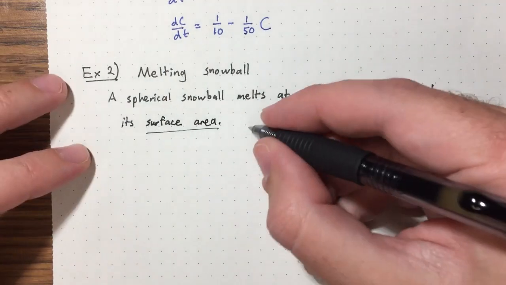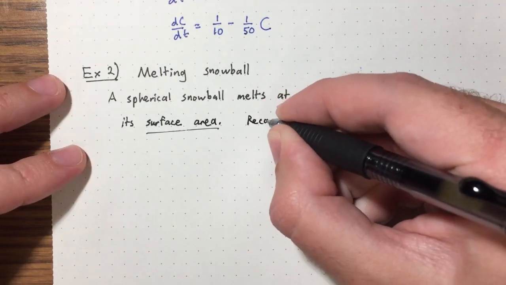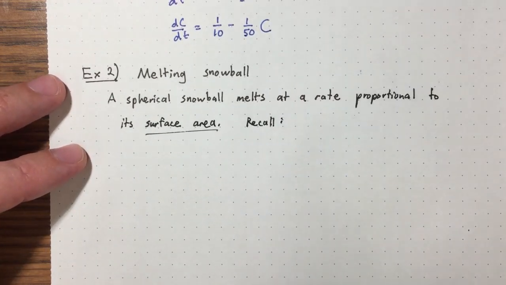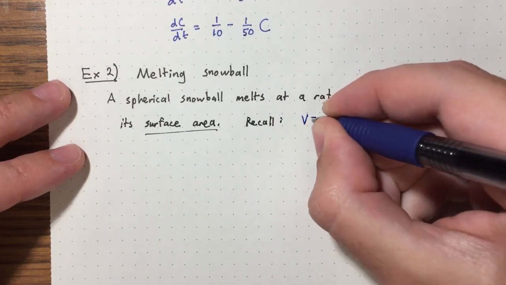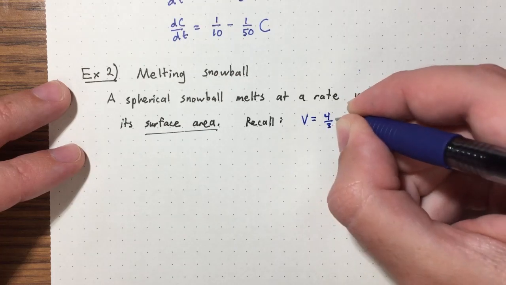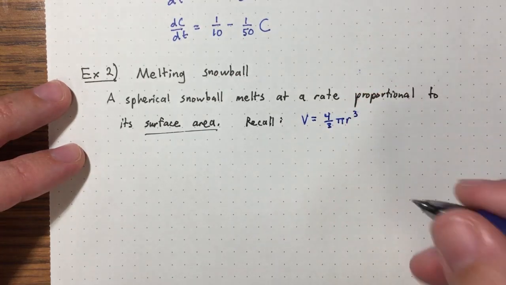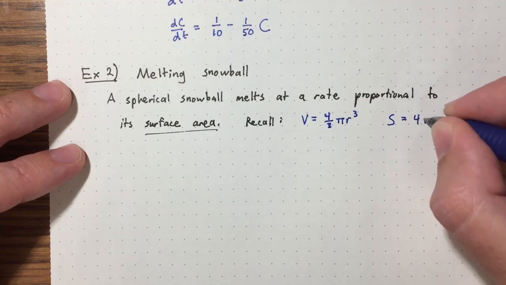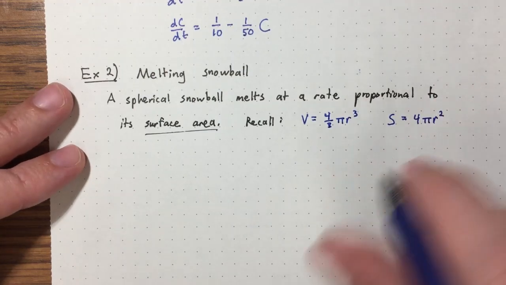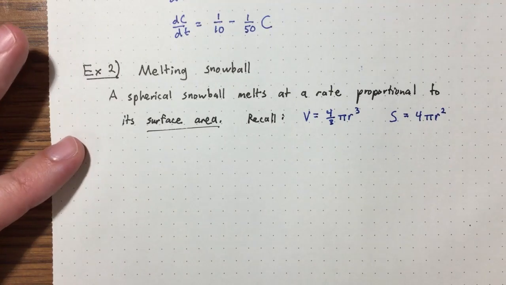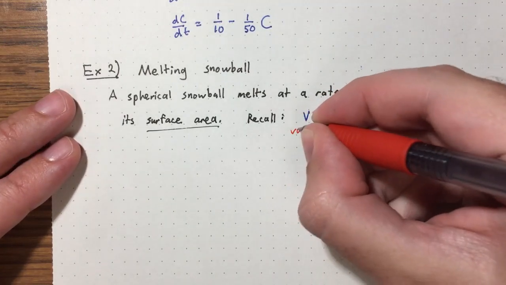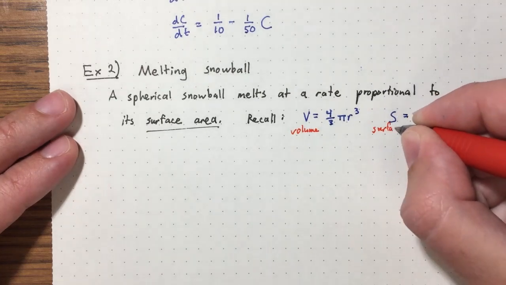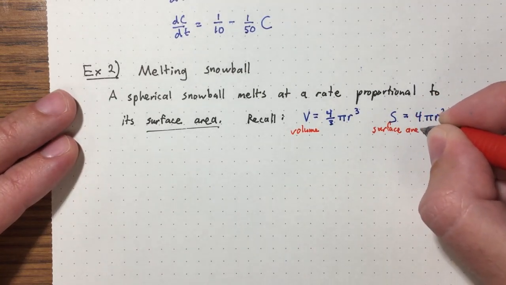I think we want to maybe recall a few formulas for the volume of a sphere. That's 4/3 pi r cubed, and the surface area is going to be 4 pi r squared. So again, this is volume, and this is surface area.